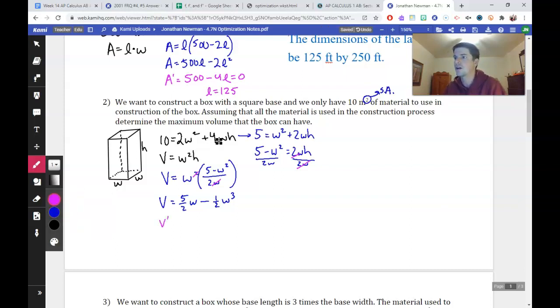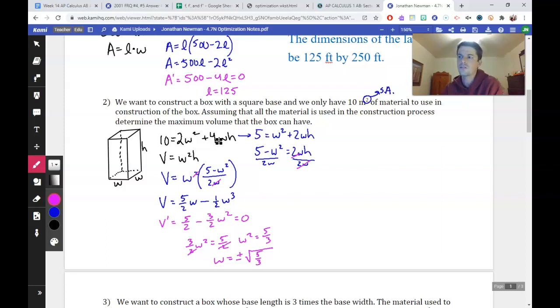So now we have something we can take the derivative of, so let's go ahead and derive it. So V prime is equal to 5 halves minus 3 halves W squared. Alright, so that's the derivative, and that needs to be equal to 0. So let's solve for this. We get 3 halves W squared equals 5 halves. Multiply both sides by 2, and W squared equals 5 over 3. So W is, square rooting both sides, plus or minus the square root of 5 over 3.